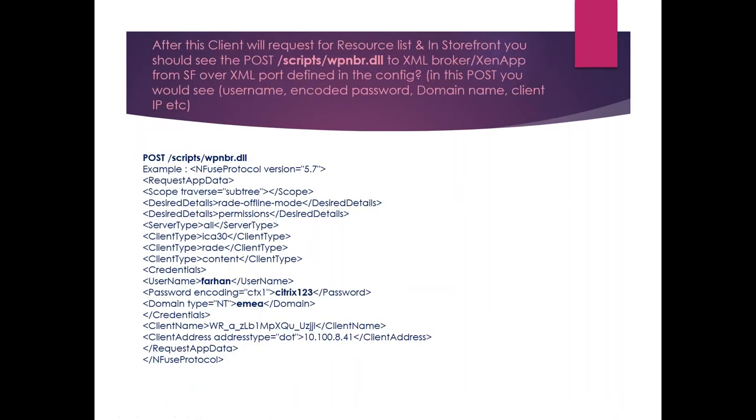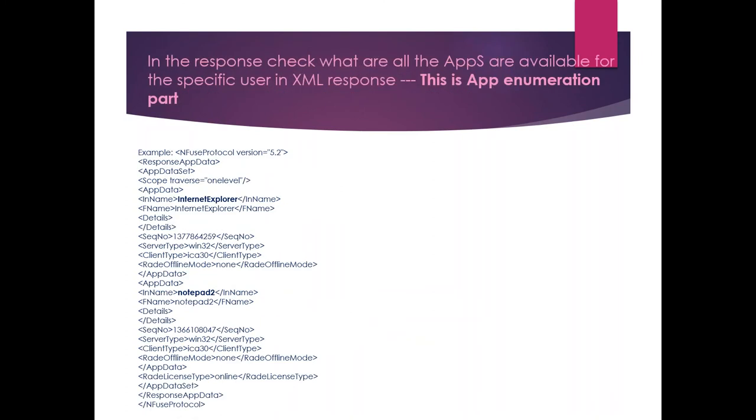This is in the StoreFront trace, not on the NetScaler. And here in the response, the XML will contact LDAP, check if this Farhan Citrix123 is correct or not. Then it sends a resource list of this user. And in the 200 OK, you can see the app names. You can see Internet Explorer, Notepad 2, and all the apps. I have not copied the entire data, just the main part. So you can see this application list, which you see for the user, in the 200 OK.